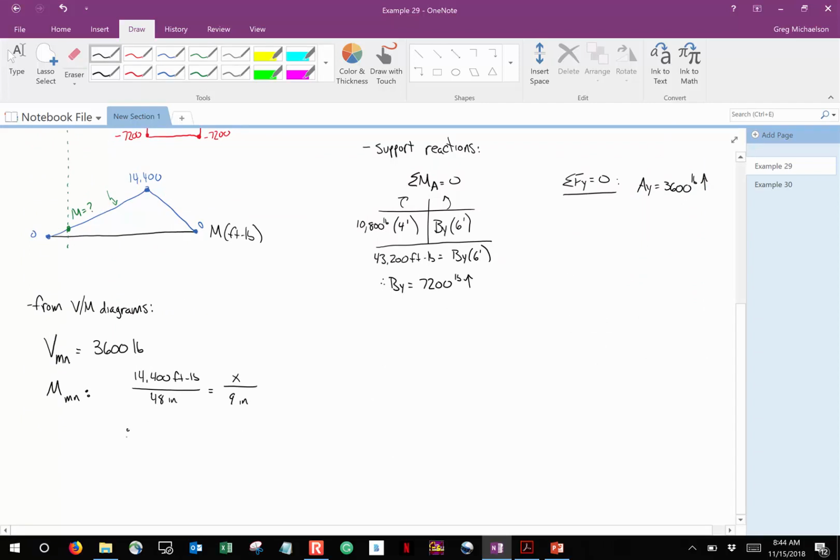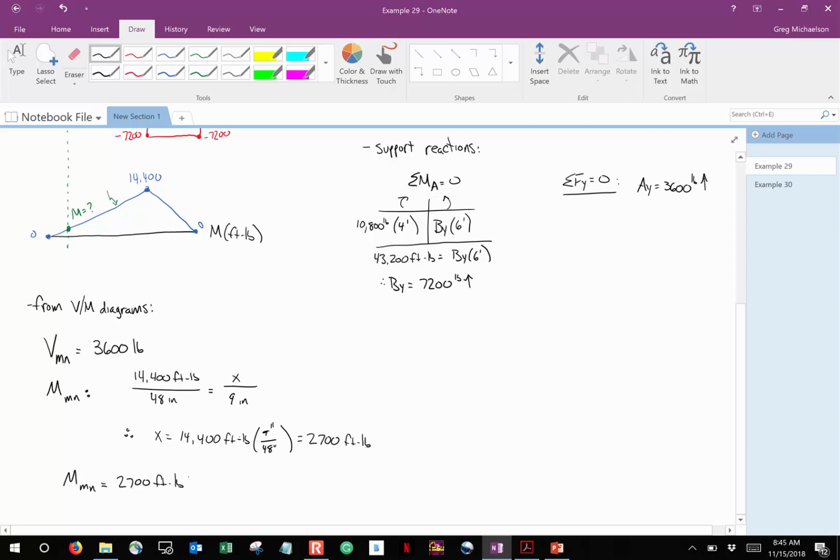So therefore X, or MN in this case, so X is going to equal 14,400 foot-pounds times 9 inches over 48 inches. So that's 2,700 foot-pounds. That's pretty easy. So there's MN. It's 2,700 foot-pounds.